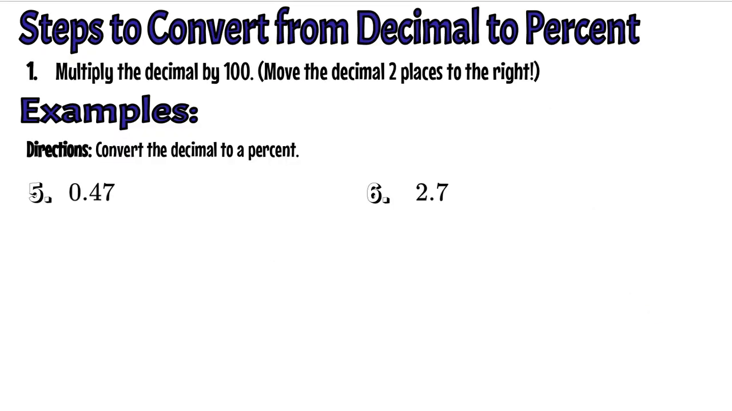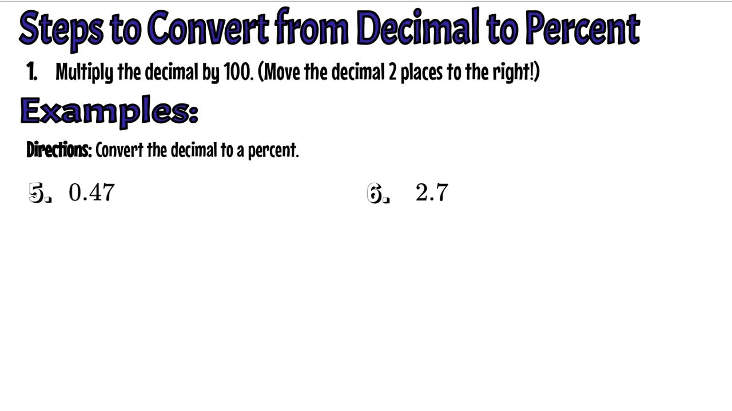In these next examples, we are going to convert from decimal to percent. To convert from decimal to percent, all we need to do is multiply the decimal by 100. And as you hopefully know, to multiply anything by 100 means that we move the decimal place 2 places to the right.